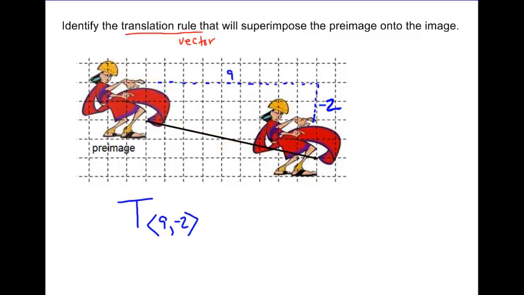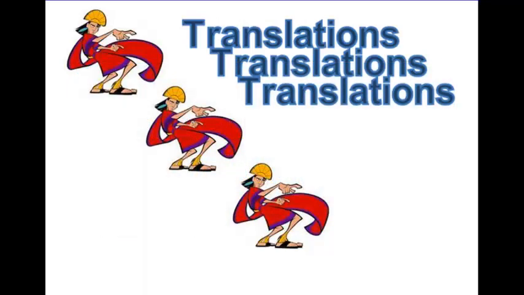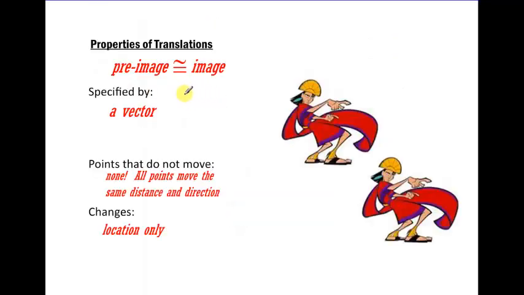Which brings us to your foldable. So grab your foldable and let's put some information about the translations in there. Okay, first things first, under a translation, the pre-image is exactly congruent to the image. You're just sliding it, nothing is changing about its shape or size. So that makes it an isometry. We've seen that word before. Isometry means simply that the result image is exactly the same size and shape as the original. They're congruent, pretty much. All right, we specify it by a vector.